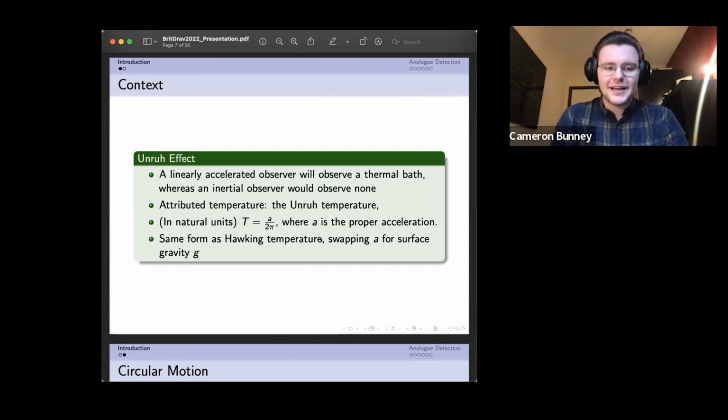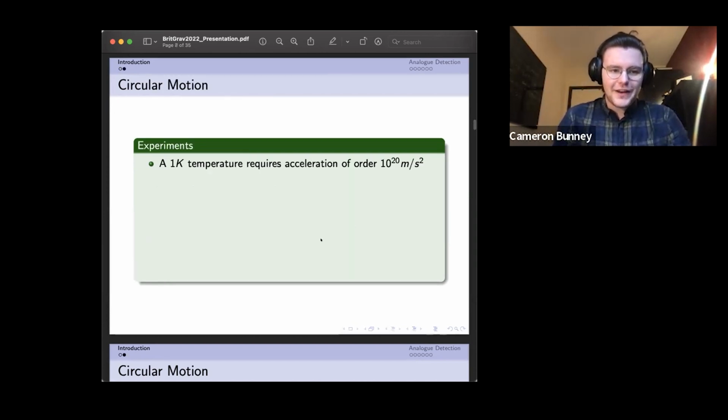Now, in fact, this is exactly the same form as the Hawking temperature, but if you swap the proper acceleration for surface gravity, it's the same, which one could guess from the equivalence principle. So with the Unruh effect in mind, trying to measure this phenomenon, if we wanted to measure a temperature of 1 Kelvin, this would require an acceleration of the order 10 to the 20 meters per second squared, which is unfortunately rather unlikely to do, for example, in a lab.